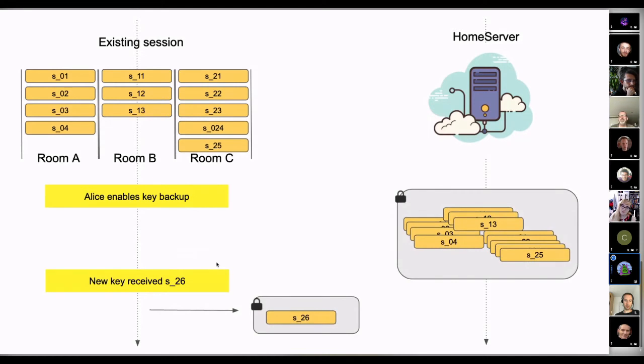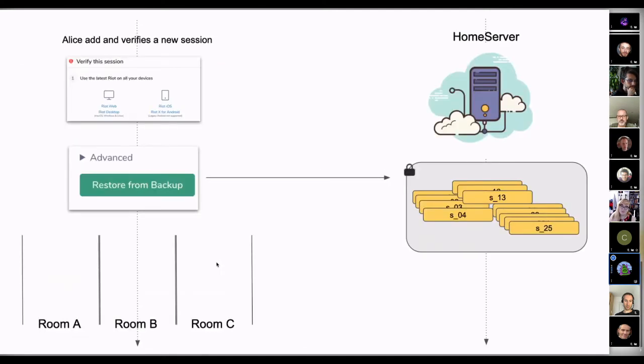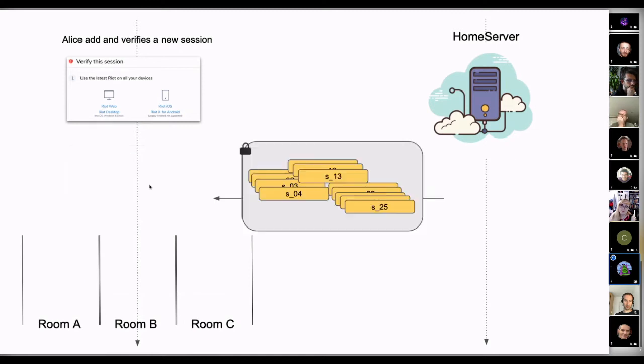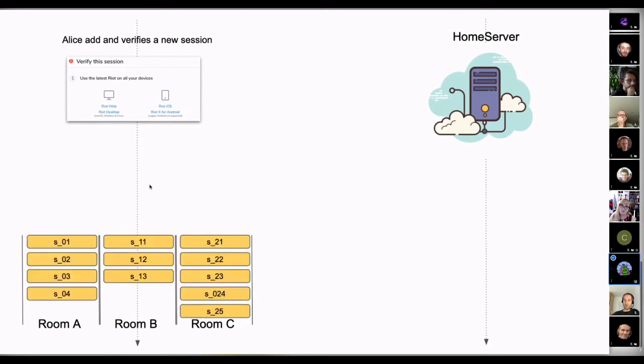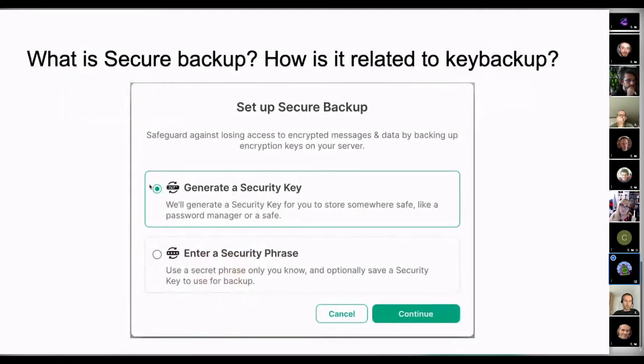And if I have a new key, I start a new chat, or someone is leaving a group and we rotate the key, I will have a new one, and it will incrementally keep it up to date. And when I log in on my new device, I could hit restore from backup. So it will download the backup, I type my passphrase, and I have all my keys. So this is a great improvement to the key backup.